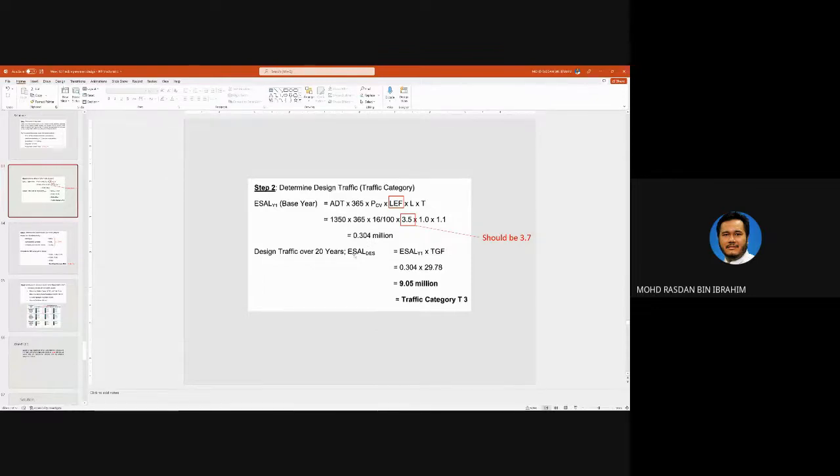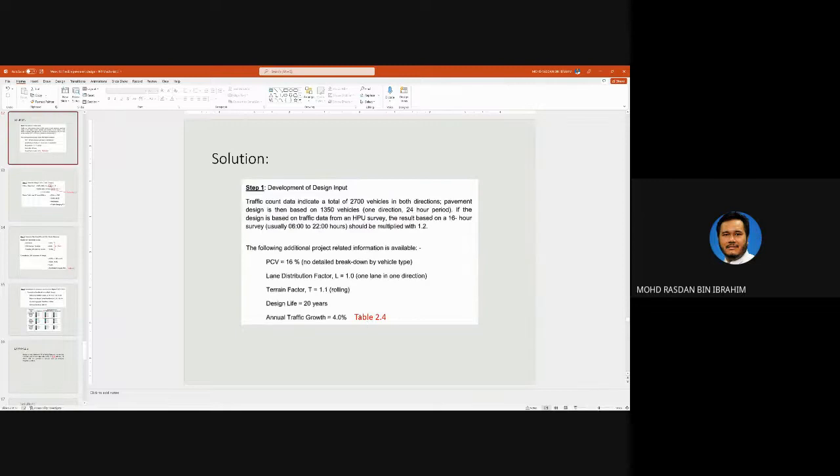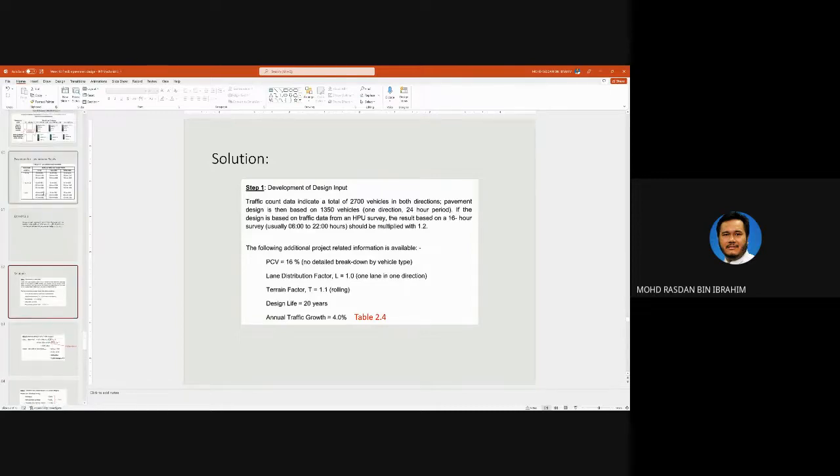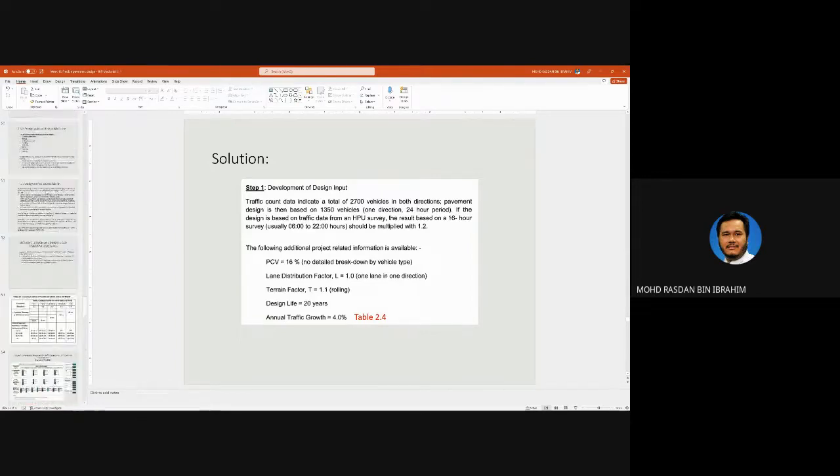Next you calculate the design ISAL using the base year ISAL. So base year ISAL multiplied with this TGF, where the growth factor just now is mentioned at 4%. So refer to table 2.4, annual traffic growth, table 2.4, where was it?